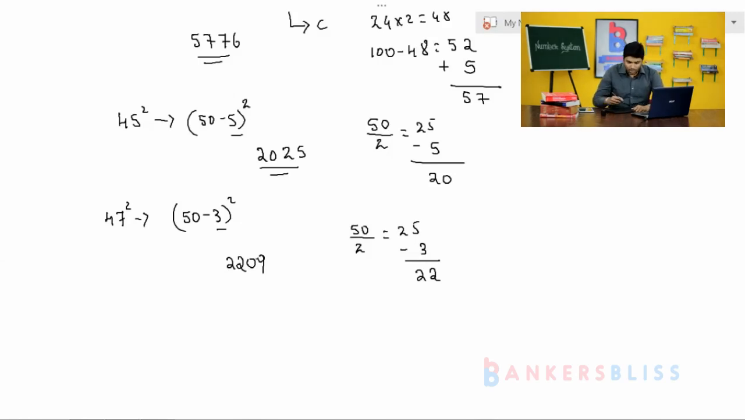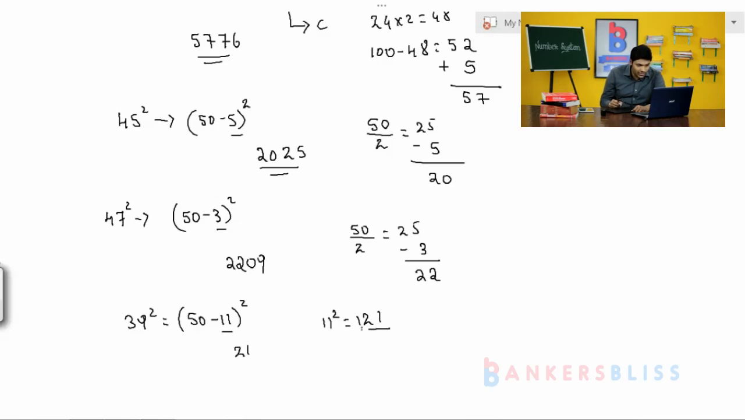Let me take one more number. See here, 39 square. I have to calculate 39 square. This can be written as 50 minus 11, whole square. So 11 square means what? 11 square means 121. But we have to consider only the last two digits, that is 21. So this 1 is the carryover.